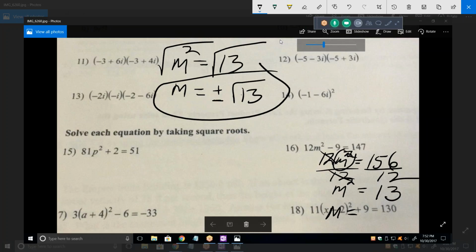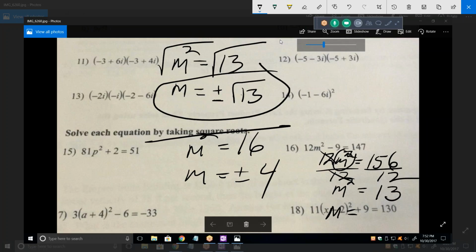All right. When I have m squared equals 13, if I had m squared equals 16, solve that. That's 4. No, it's plus or minus 4. Oh, dang it. Remember what I said? I said solve by taking the square roots. Your answers are always going to be plus or minus. Always.